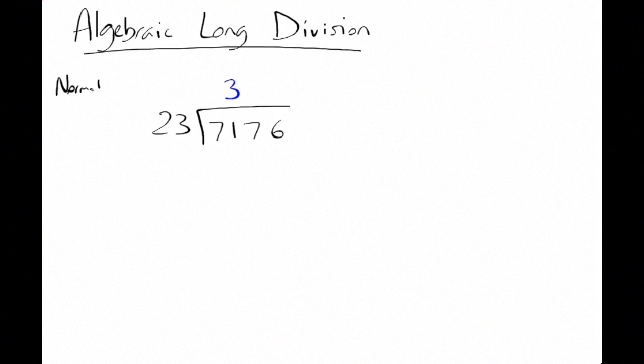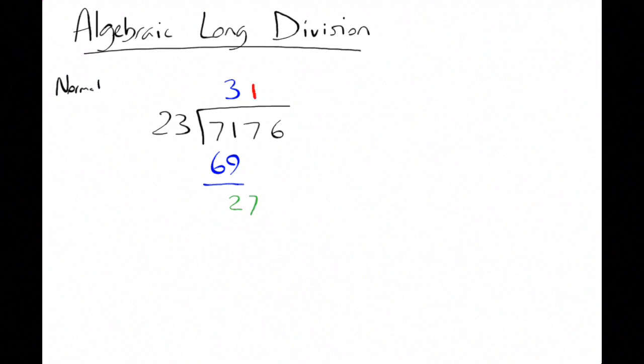3 times 23 is only 69 though. Write the 69 underneath. And we're going to consider 71 take away the 69. And that's going to leave us with a 2. It's not really a 2 because it's in the hundreds column. So we're going to pull down the number in the tens column, so we're going to pull down the 7. And now we're considering how many 23s there are in that 27.